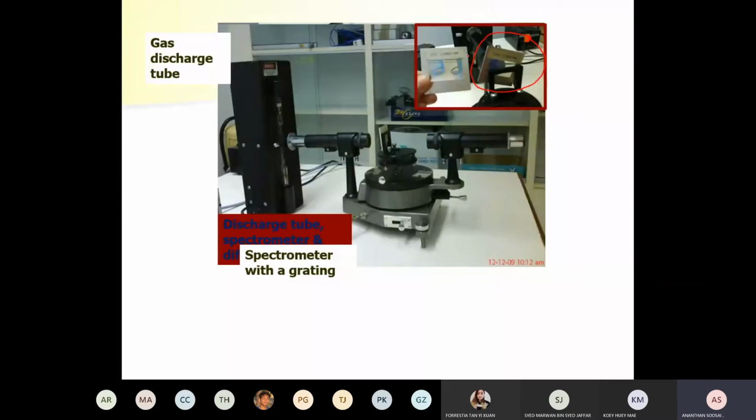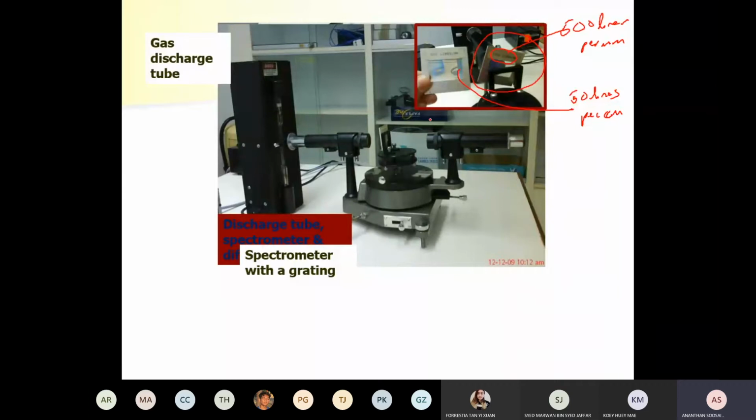The diffraction grating comes in many types. On the grating it may be written 500 lines per millimeter, or sometimes 50 lines per centimeter. When you have different lines per millimeter or per centimeter, the appearance is going to be different. The separation of the first order and second order will be different. We will see that in the next slide.